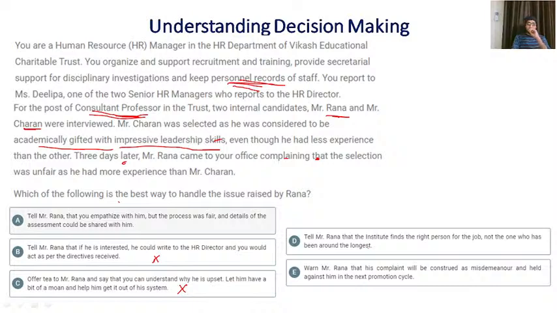Before choosing the right answer, let's move on to option number E, which says warn him that his complaint will be construed as blah blah blah. Again, E is a very, very extreme option. You're just scaring him that, hey, you cannot complain to me.